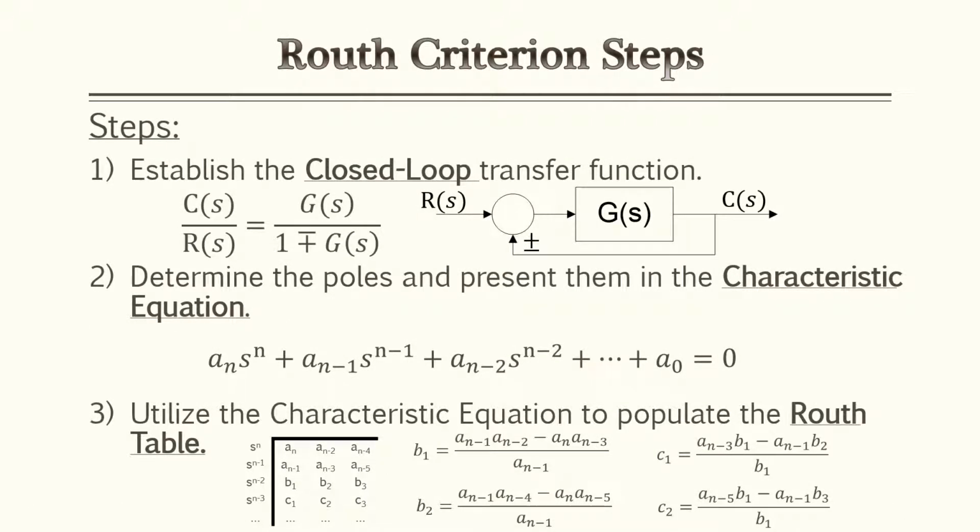All right, so let's go over the overall steps of how to go through the Routh criterion. First step, you establish the closed loop transfer function. You determine the poles and present them in the characteristic equation. Then you utilize that characteristic equation and populate the Routh table.